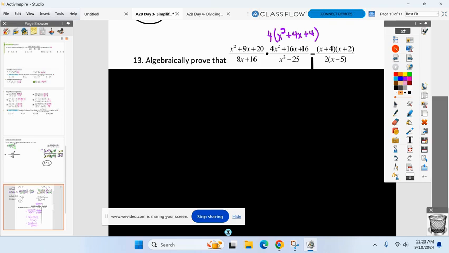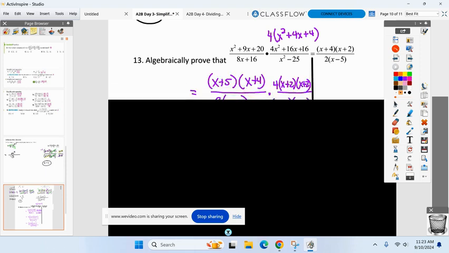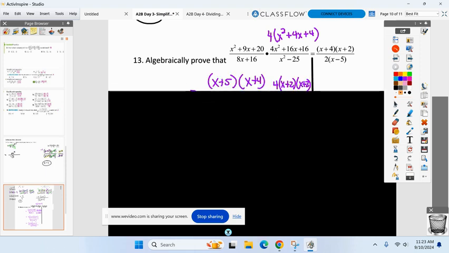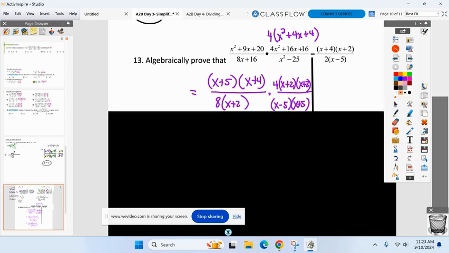All right, I'm gonna get going here. Real quickly, just make sure we got everything factored correctly. x squared plus 9x plus 20, that's x plus 5 times x plus 4. GCF on the bottom here, take out an 8 and be left with x plus 2.